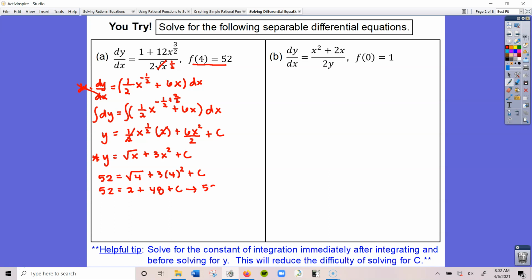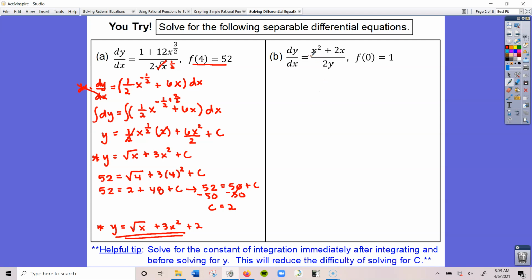So we get 52 is equal to 50 plus c. Subtract the 50. And we get that c is equal to 2. So now I'm ready to write my final answer, which is my particular solution, which is y is equal to the square root of x plus 3x squared plus 2. And this will be my final answer.